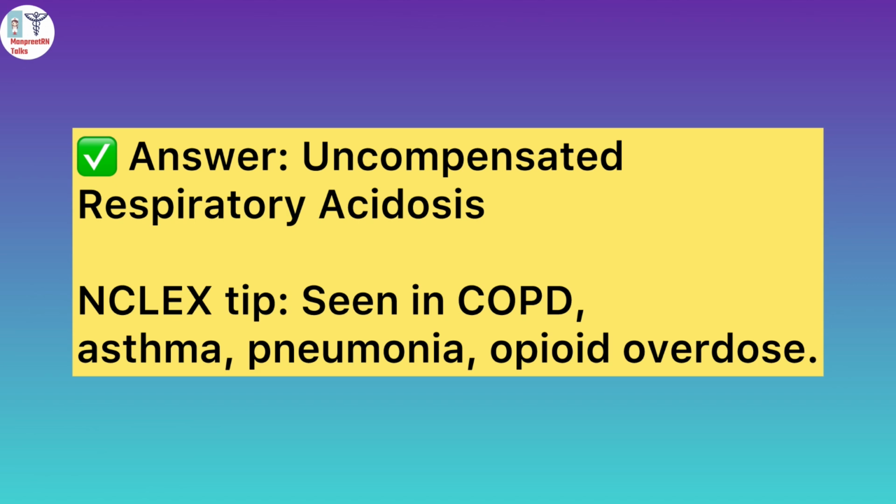NCLEX tip to remember for the exam is that uncompensated respiratory acidosis is usually seen in COPD patients, asthma, pneumonia, and opioid overdose. So you can remember this for the NCLEX.